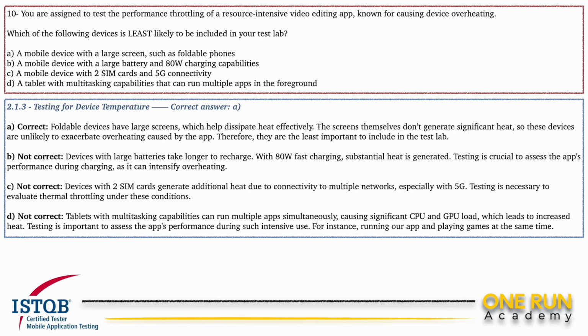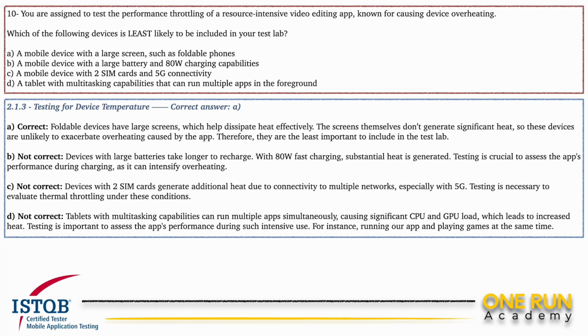Next, we have option B, which mentions a mobile device with a huge battery capacity and 80-watt charging capabilities. A device with a massive battery will take a longer time to recharge. This would produce heat for a longer period of time. Additionally, having 80-watt charging on board means super fast charging, which also generates a lot of heat. So imagine a user charging this phone while using our app, which already heats up the device. This situation must be tested to ensure our app can handle the additional heat from fast charging. Thus, option B is essential to include in our test lab and not the one we're looking for.